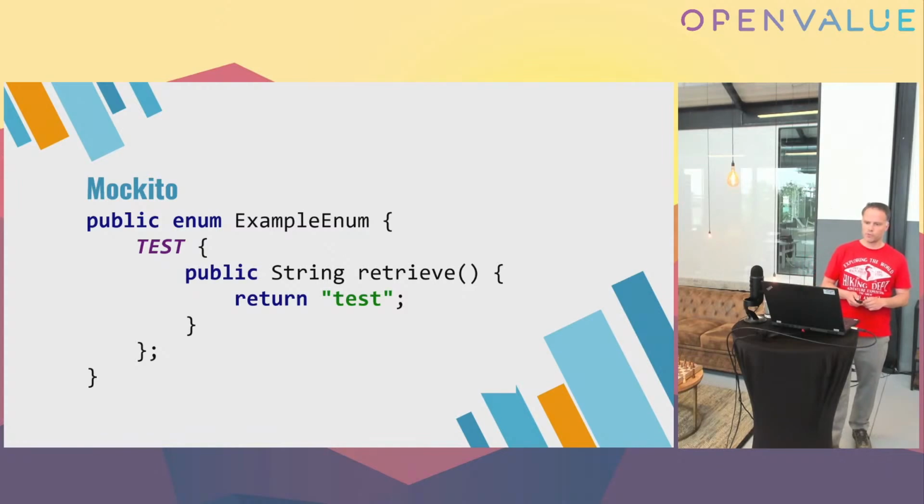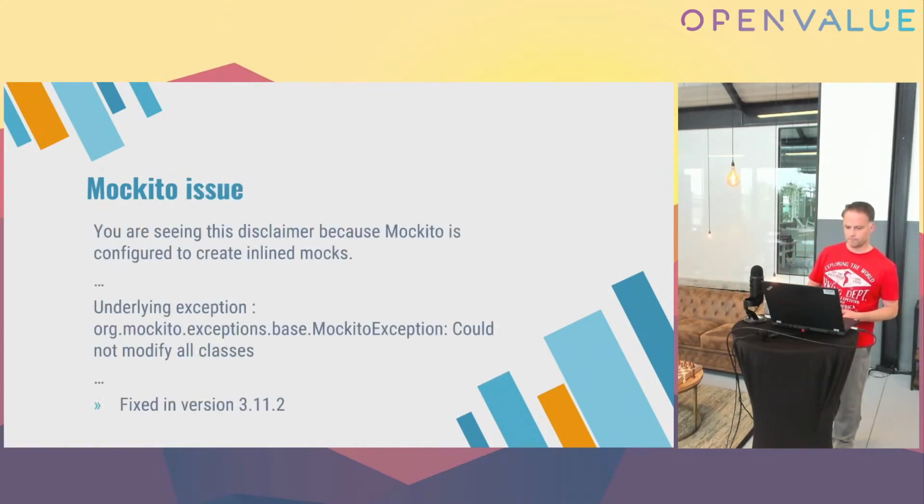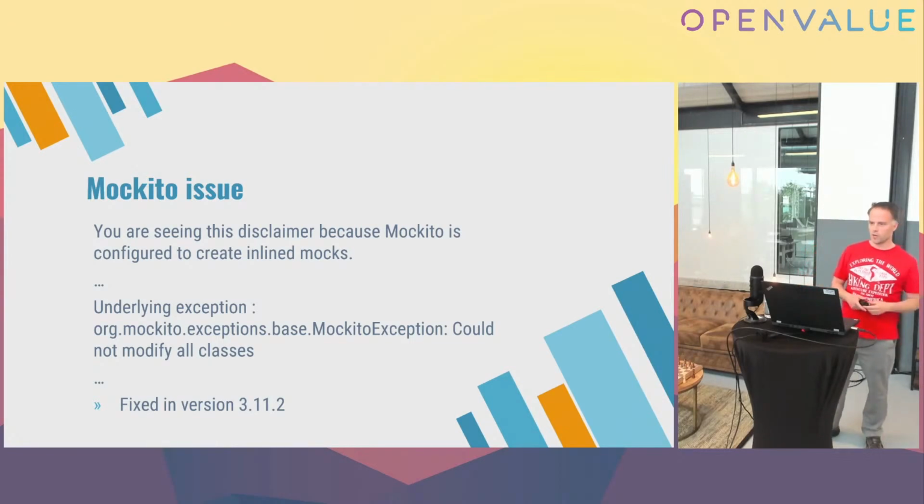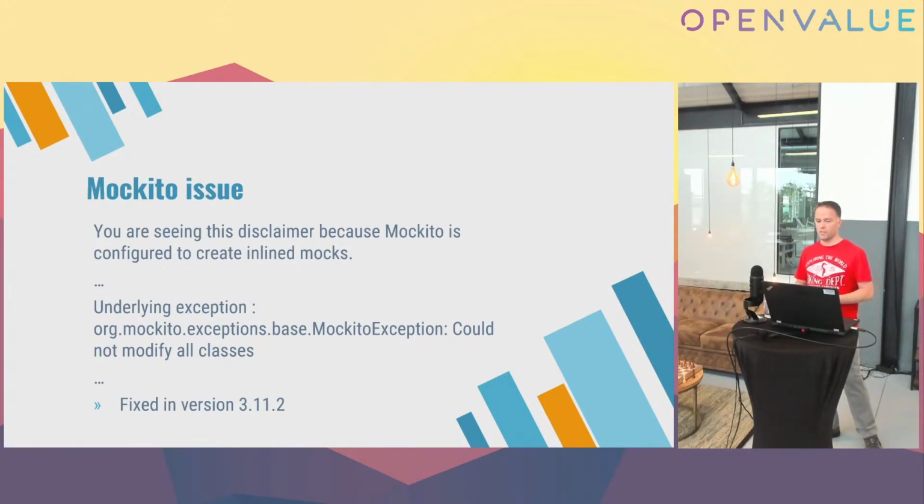To give some examples of what actually went wrong when I migrated to Java 17. For instance, if you have an enum and it has a field with a method in it, and you try to mock it with Mockito this way, you get a quite weird error: could not modify all classes. So this is what I encountered. I contacted the Mockito developers and they immediately provided a fix. So if you ever encounter something like that, upgrade to the latest version, and if that doesn't fix it, simply contact the maintainers. In most cases they are happy to help you with issues like this.